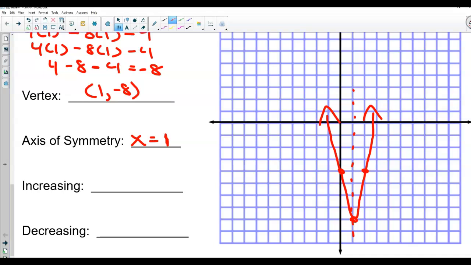Where is this increasing? Where is this decreasing? Well, think about this. If I started at -infinity on the x-axis and I went all the way to 1, this graph keeps going down until my x is 1. That's decreasing. I'm decreasing from -infinity to 1, which means I'm increasing after x equals 1. As x goes to positive infinity, the graph goes to positive infinity. So it's increasing from 1 to infinity.